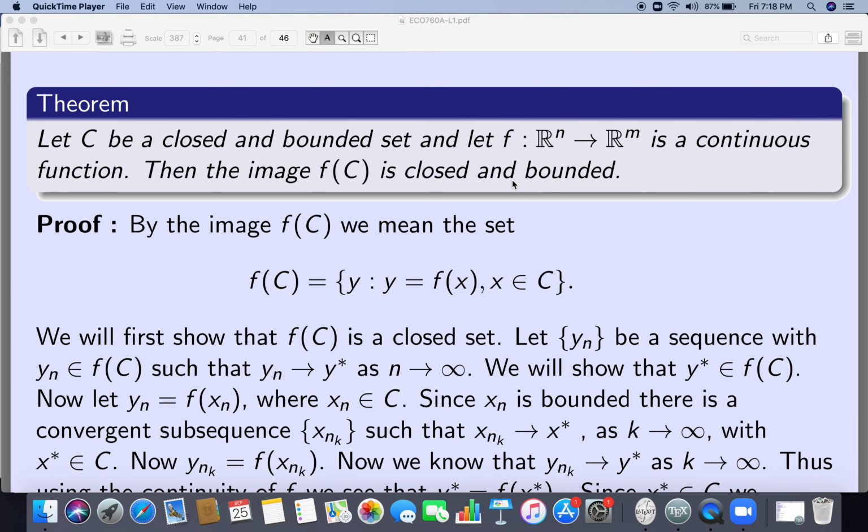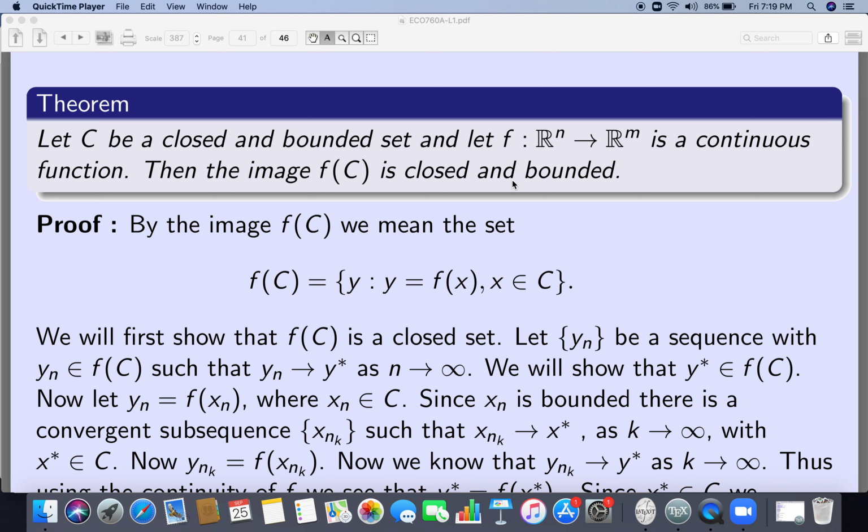The image of the set, F(C), means the collection of all those y's such that y equals f(x) for x an element of C. So take every x element of C and see what is that f(x). Collect all such f(x)'s in one set, and that is what is called the image of C under the mapping F. We have to prove F(C) is closed. Proving a set is closed is simply this: we take a sequence in that set which converges to some vector, and we have to prove that that vector is lying in that set.